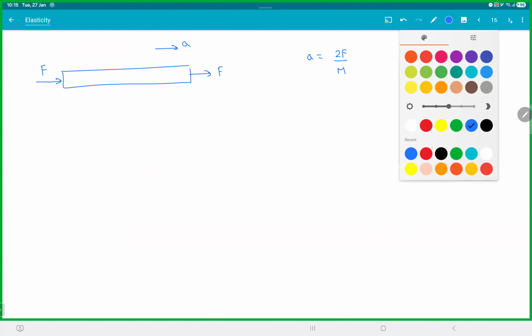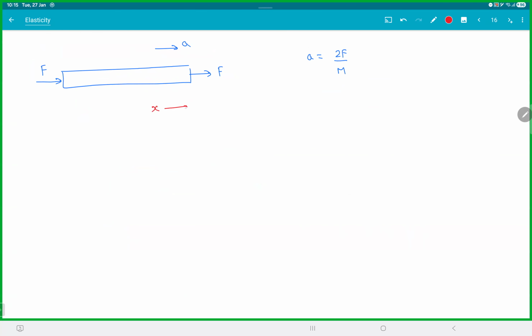So what to do? Step one, get the acceleration here. This is F. This is also F. So acceleration is 2F by m. So at a distance x from here, you want to find tension. So cut it there. Wherever you want to find tension, cut it. Choose any one piece. I will choose the right part. Then the forces will be F and the tension T.